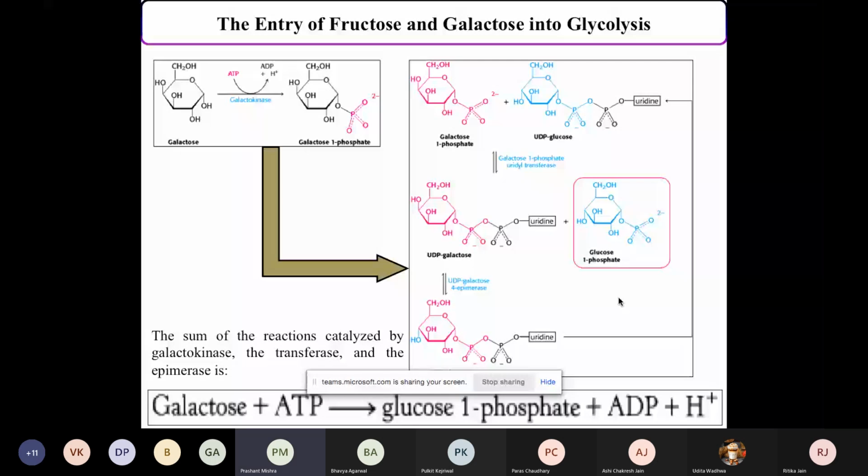Can you think about your previous classes and tell me why galactose is important? Is there any important reaction where you have seen galactose is very important?